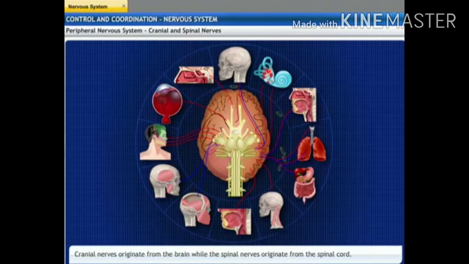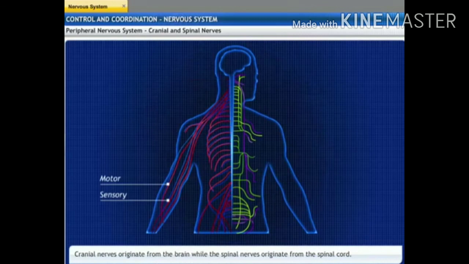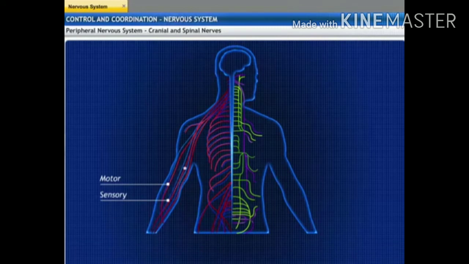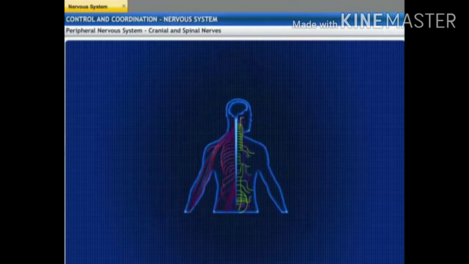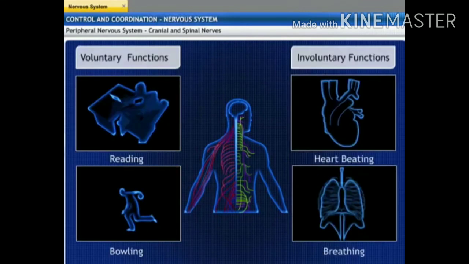Some cranial nerves are mixed, while the rest are sensory and motor nerves. Spinal nerves originate from the spinal cord, and all spinal nerves carry impulses to and from the central nervous system. Spinal nerves are mixed nerves. The peripheral nervous system receives as well as transmits impulses. The former is carried out by sensory nerves and the latter is carried out by motor nerves. Motor nerves control both voluntary and involuntary functions.